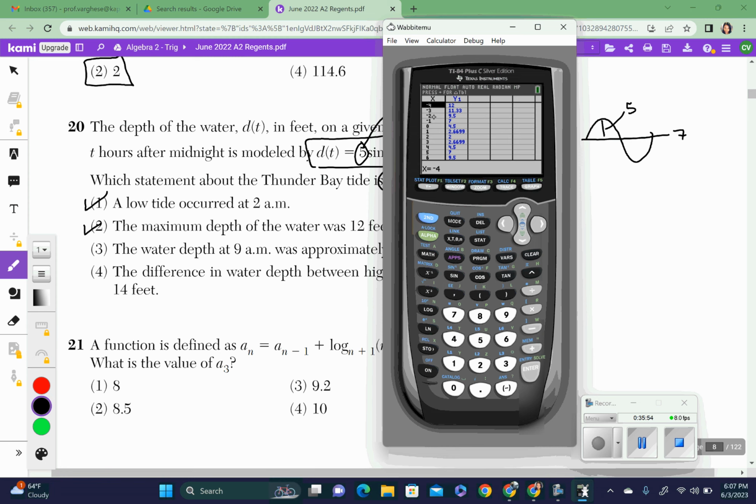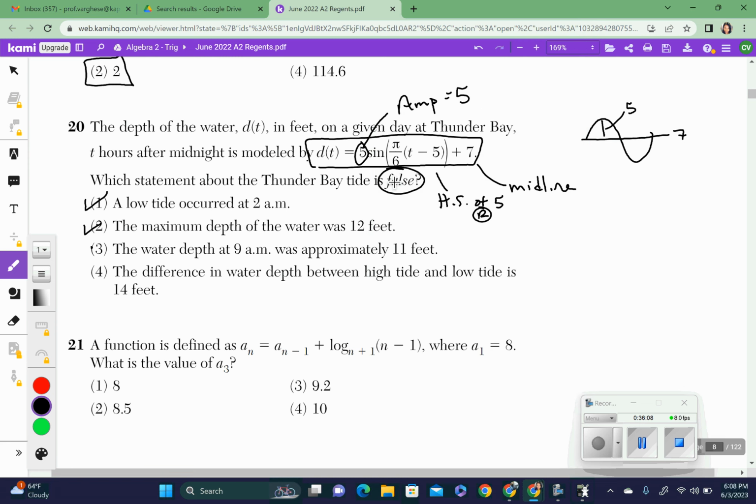So that is true. The water depth at 9 a.m. was approximately 11 feet. Let's look at that, right? This is at 6 a.m. So let's keep going down and let's see what it has at 9 a.m. At 9 a.m. it's 11.33. Is that about 11? Yeah, that's about 11. So that works. That is also true.